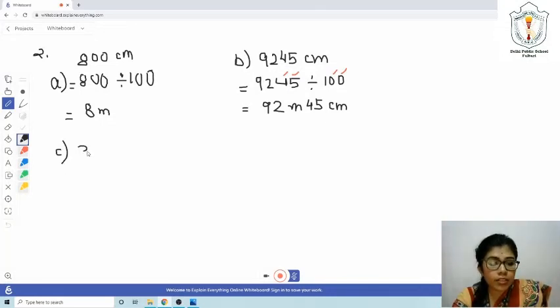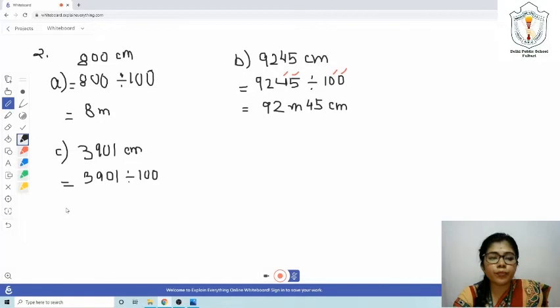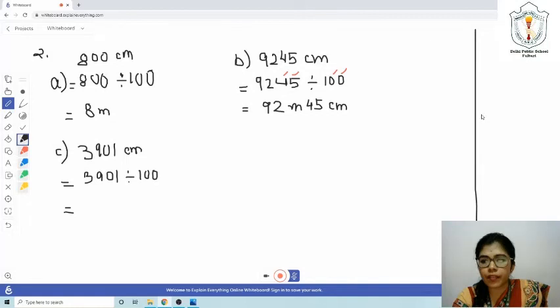Let us do 3901 centimeter. Okay, 3901 centimeter, we give an equal to, and 3901 divided by 100. Okay, we have 100. So now let us do this division. Let me draw a rough column here, and we will divide 3901 by 100. There are 4 digits. We cannot take 4 digits together. So first we'll take these 3 digits.